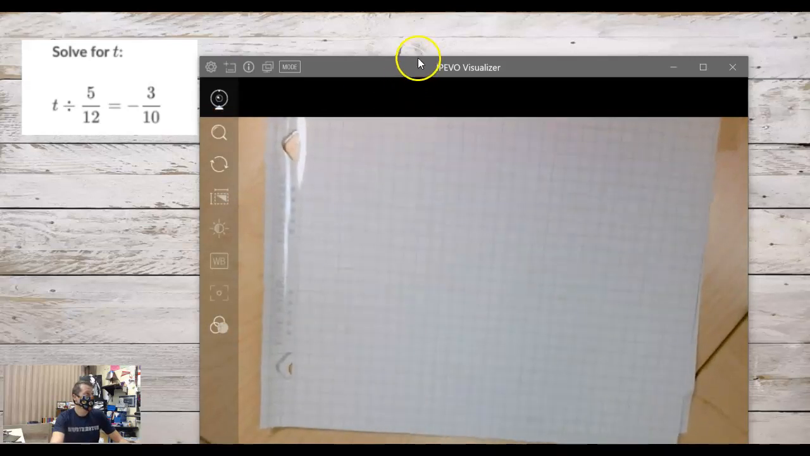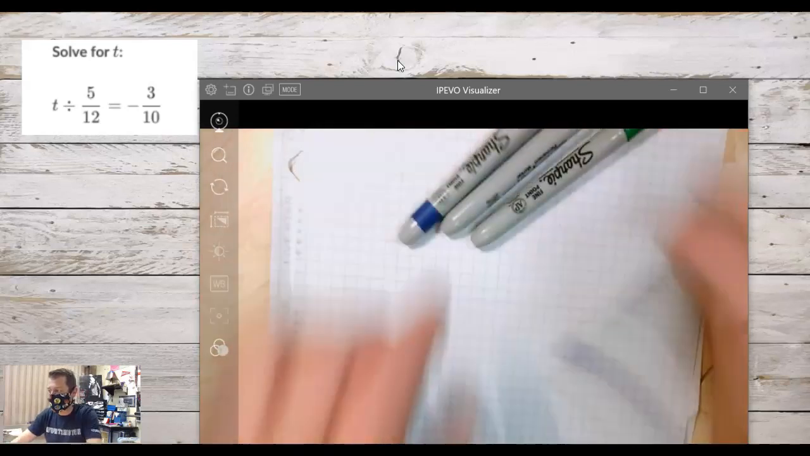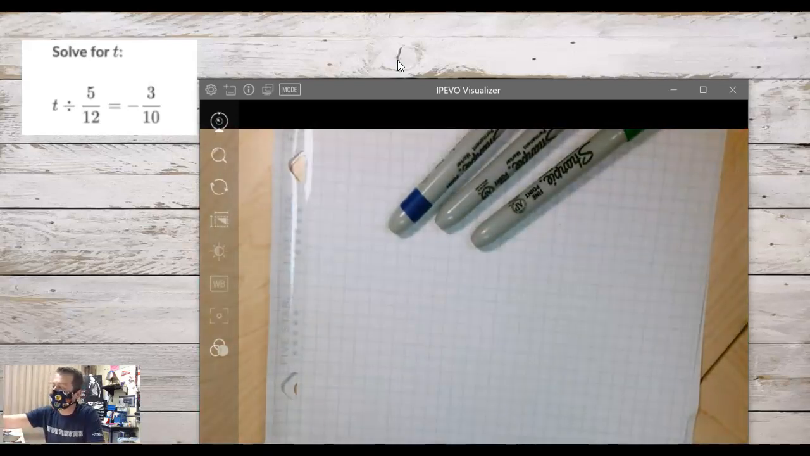Sorry, this will stop trying to focus once there's some other stuff in the picture. Oh, I got new pens too. I don't know if I had these when you guys were last here. I'm so excited about my new pens. If you don't appreciate a nice new pen, you just haven't lived long enough.